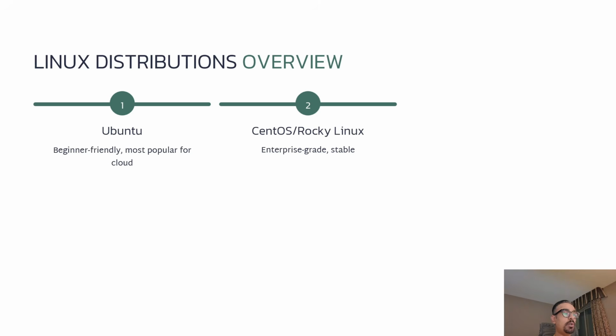Second comes CentOS and Rocky Linux. These are known for their enterprise-grade functionalities and they are very stable. They are commonly used in companies where systems need to run continuously without breaking. Rocky Linux is now widely used as a replacement for CentOS. Amazon Linux is specially optimized for AWS Cloud. It works very well with AWS services and is commonly used when launching servers on AWS.